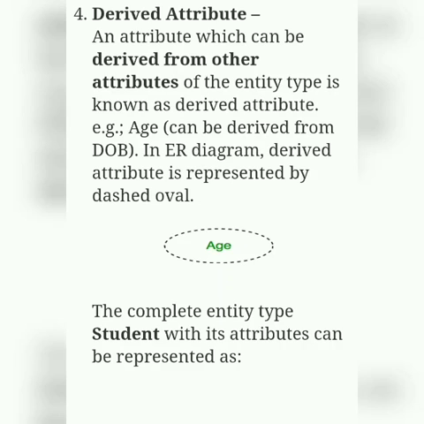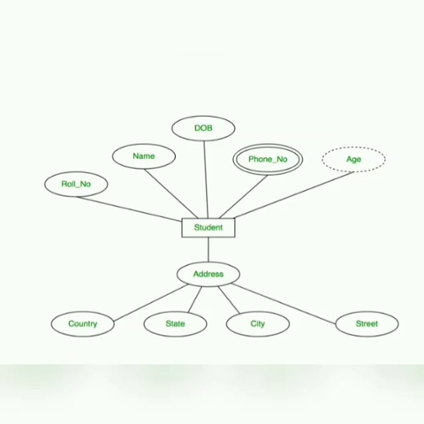So that is here derived attribute. In the ER diagram the derived attribute is represented by the dashed oval. The complete entity type student with its attributes can be represented as follows. So we can see the total thing about this entity. Here student is an entity. Here roll number is an attribute. That attribute we can say is a key attribute because that uniquely identifies.